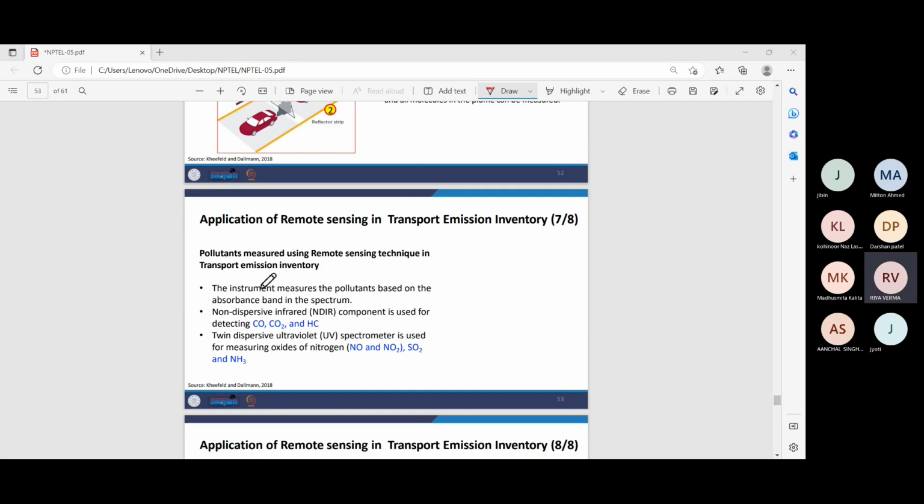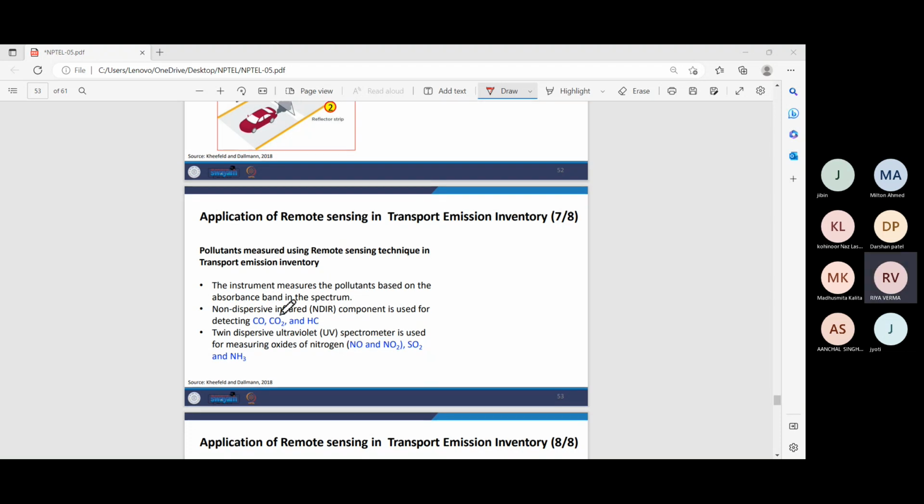So these are the pollutants measured using remote sensing techniques in the transport emission inventory. These include non-dispersive... CO, CO2, and hydrocarbons. Then nitrogen oxides, nitrogen dioxide, SO2, and ammonia.